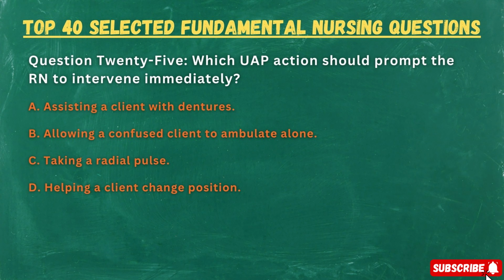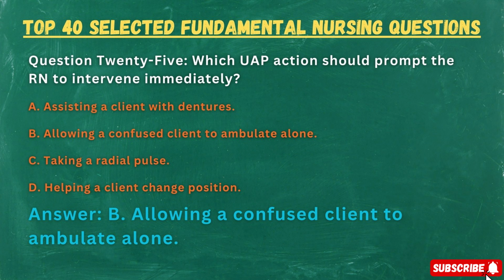Question 25. Which UAP action should prompt the RN to intervene immediately? A. Assisting a client with dentures. B. Allowing a confused client to ambulate alone. C. Taking a radial pulse. D. Helping a client change position. Answer. B. Allowing a confused client to ambulate alone.